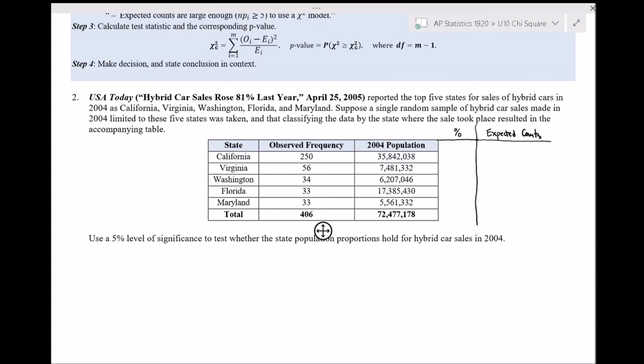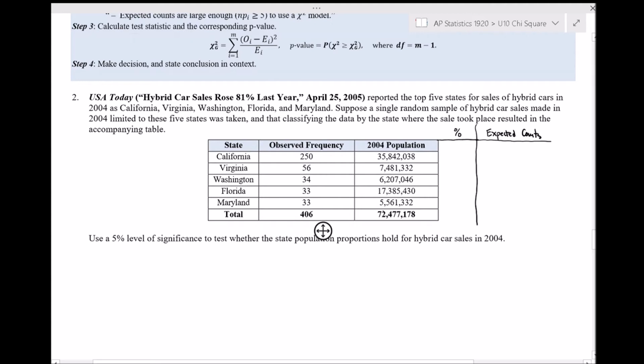Use a 5% level of significance to test whether the state population proportions hold for hybrid car sales in 2004. So in other words, did it actually matter what state you were in regarding whether or not you were going to buy a hybrid car? Or does that differ by state, weighted by population? So adjusted for the differences in population, is there a larger probability that you're going to be buying a hybrid car if you live in California versus, let's say, Virginia or something like that? So this is how we would get that done. These are our observed frequencies.